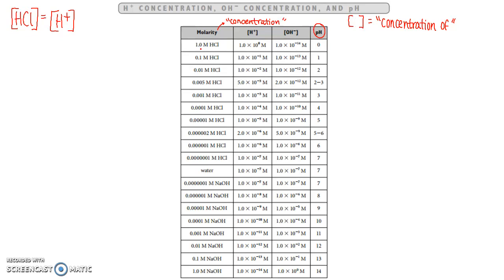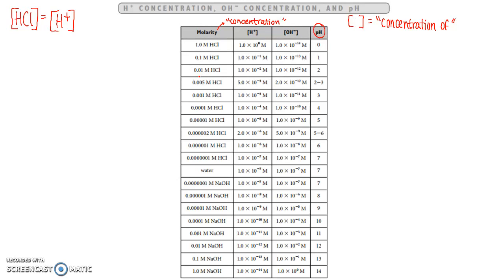In this case, the only difference is that the HCl concentrations are written in standard notation, like 0.01, versus the H plus concentrations, which are written in scientific notation. But those two numbers are exactly the same thing. If you put 1 times 10 to the negative 2 in your calculator, you're going to get 0.01. It's just two different ways of writing the same number.